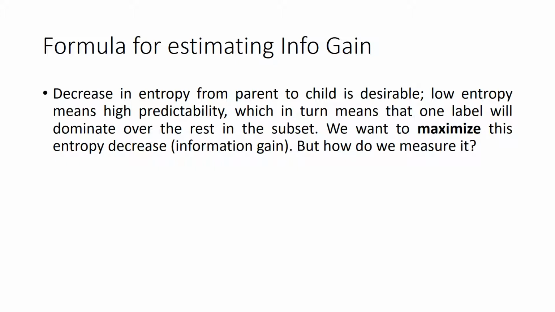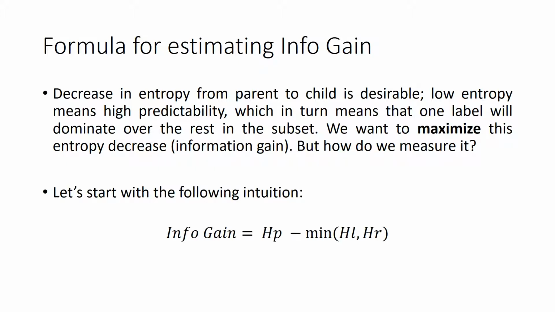So a mere repeat of what we just said. Decrease in entropy from parent to child is desirable. Low entropy means high predictability, which in turn means one label will dominate over the rest in that subset. We want to maximize this entropy decrease, and we are calling this information gain. But the problem is, how do I measure it? Because while I know what the parent entropy is, for the child I'm confused which one to take. I don't know, right? So let's start with some basic intuition.